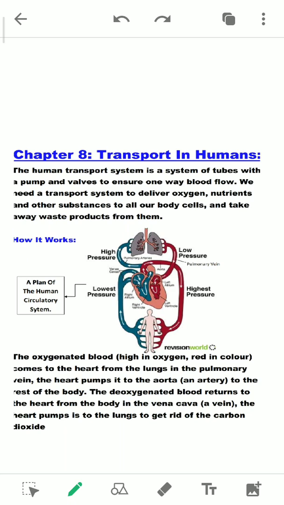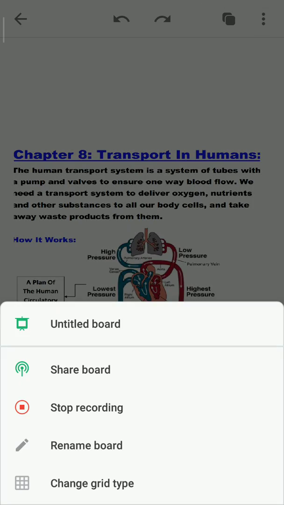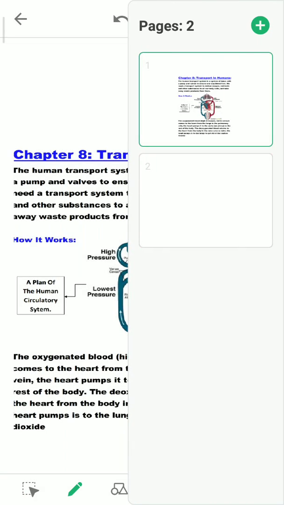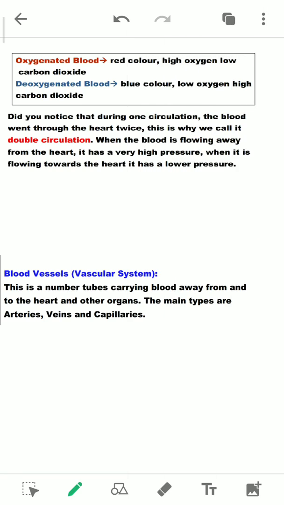Okay, moving on to the next part of the video. Here, now again they have told you what the color of the blood is indicating. Oxygenated blood has a red color, high oxygen, low carbon dioxide, because it just has come from the lungs, so it has given out the carbon dioxide and taken in the oxygen.